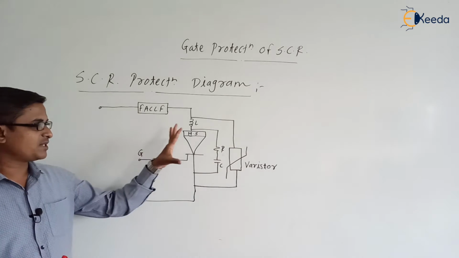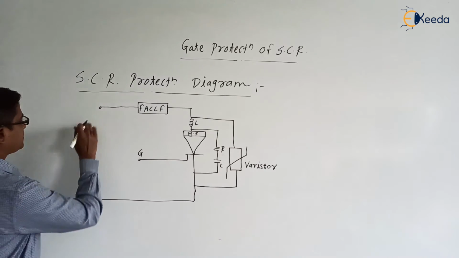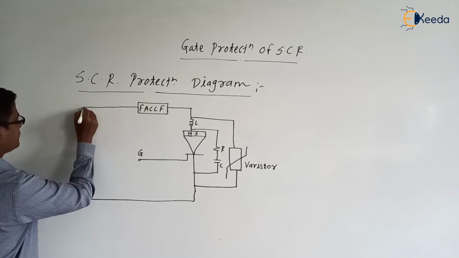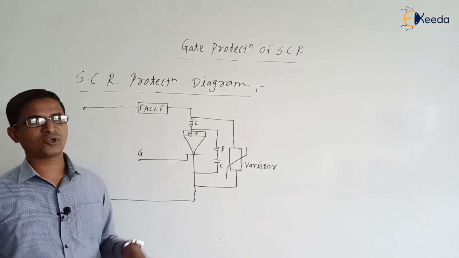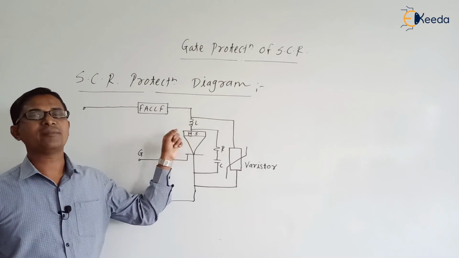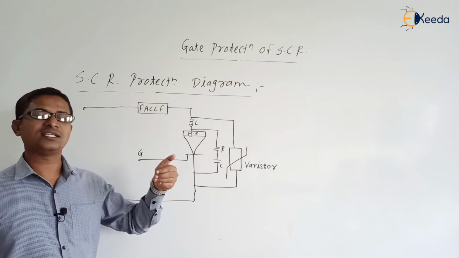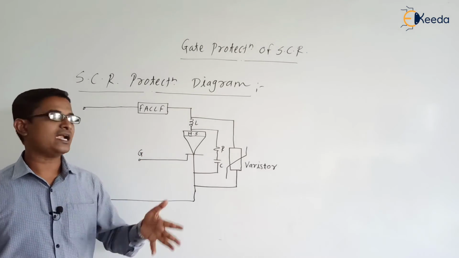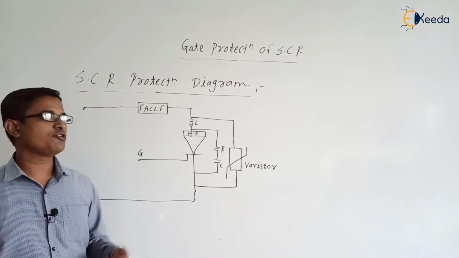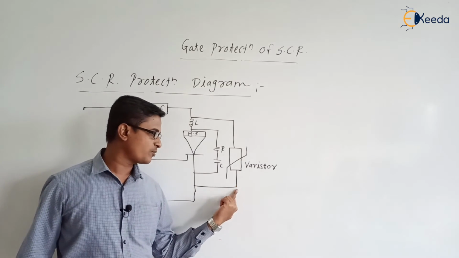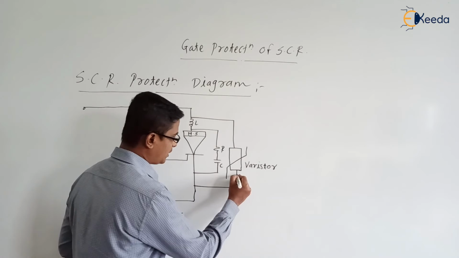So for the protection of the SCR, here we are having the external voltage. We can connect the external voltage between these 2 points. FACLF is for the overcurrent protection, L is for high di by dt protection. HS stands for the heat sink. The heat sink is to protect the SCR against high temperature. The RC snubber circuit is to protect the SCR against high dV by dt. The varistor is to protect the SCR against over voltage.